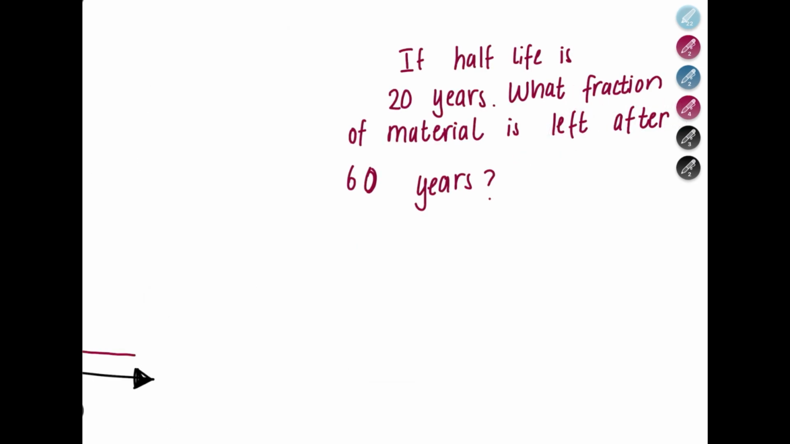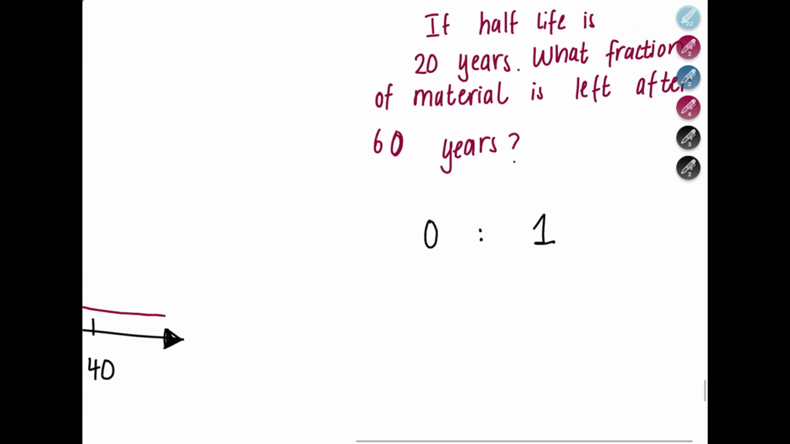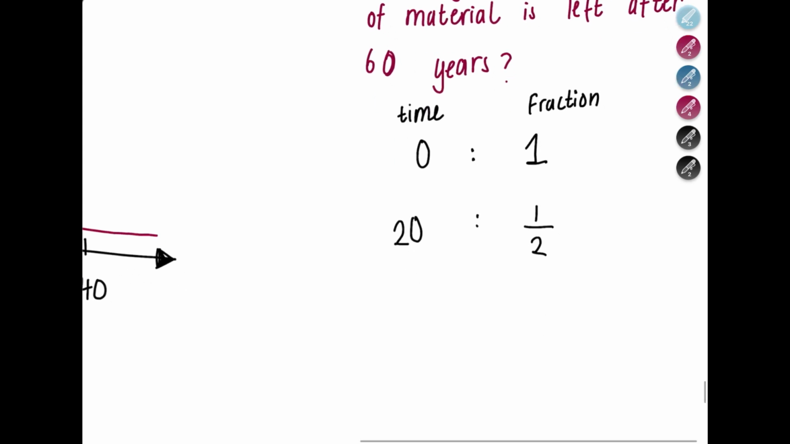Here we have an example. If half-life is 20 years, what fraction of material is left after 60 years? So initially, at time 0, the fraction was 1, like the full amount. Now after 20 years, what happened? It became half. After one half-life, it became half.